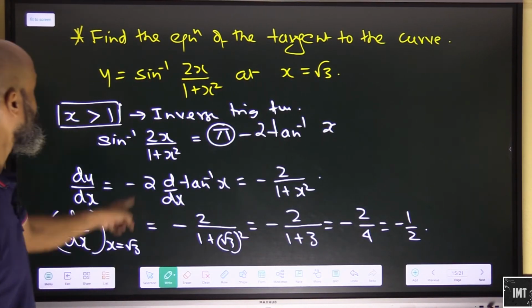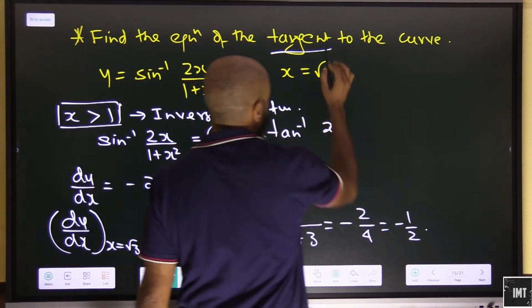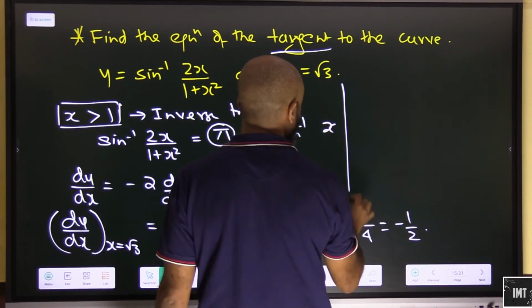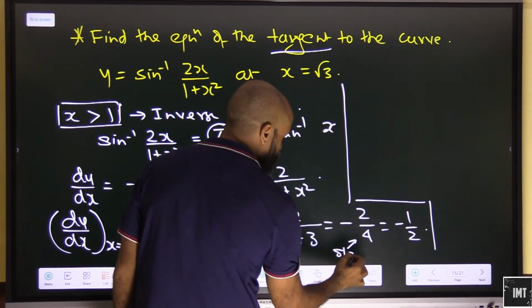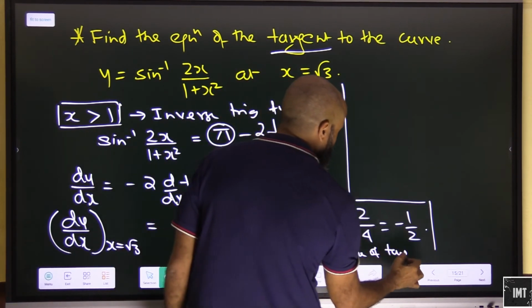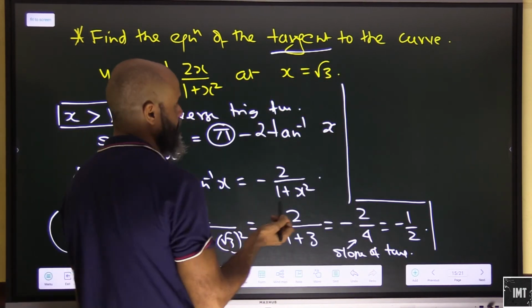Find the equation of the tangent. So what will be the equation of the tangent? We have already calculated the slope; this is the slope of the tangent. Now what we have to find out is the point through which the tangent passes.